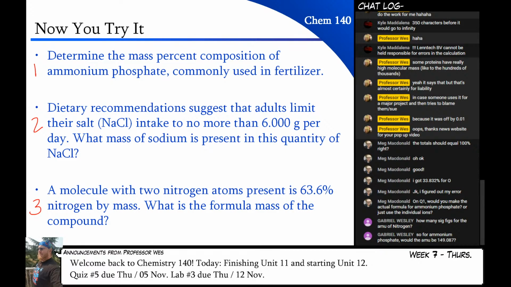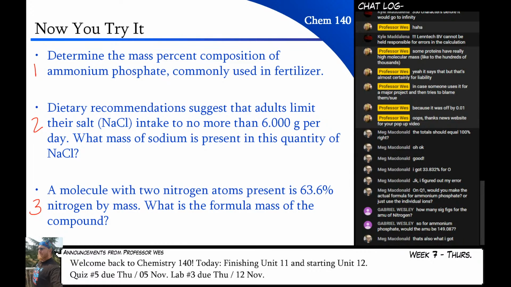Let me do the calculation real quick. So AMU for ammonium phosphate, NH4 3PO4. I got 149.09. So if you are using sources that have more decimal points, then you could definitely get that 087 on there. I'm just using Lentech because it only gives me to the hundredths place. I can only report to the hundredths place. I would say your answer sounds correct.